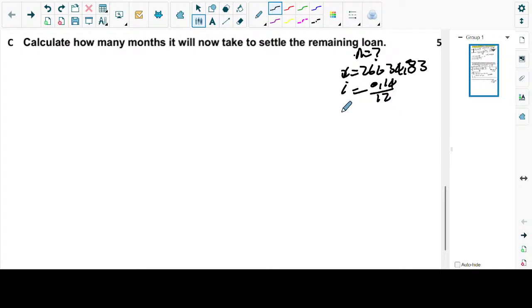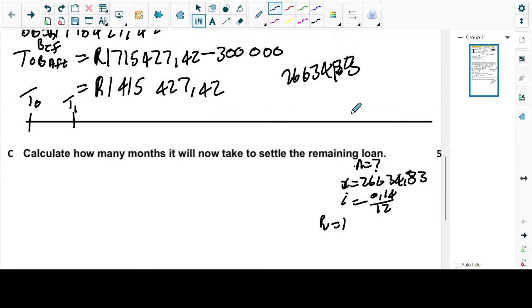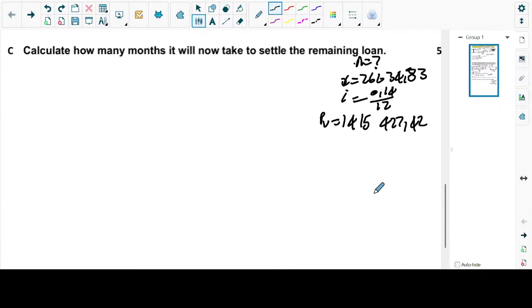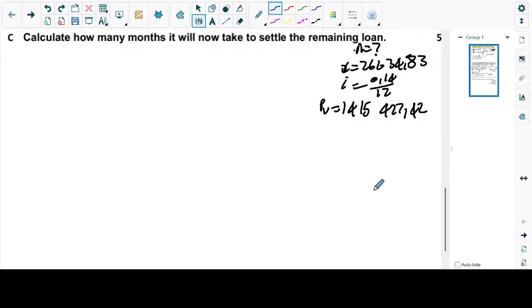Let's write PV. PV is the present value. PV is the answer that we got above in number B, which is 1,741,427.42. So this is the amount that we still owe. We want to know how long it is going to take us to settle this amount.